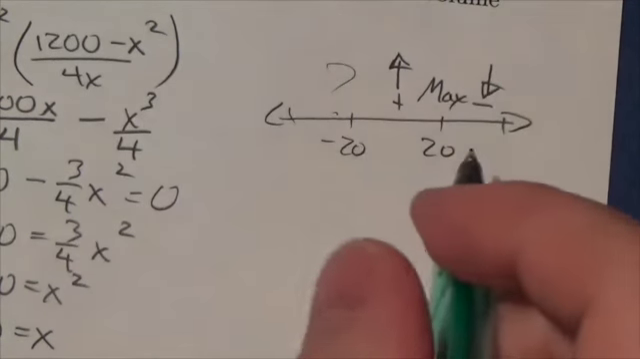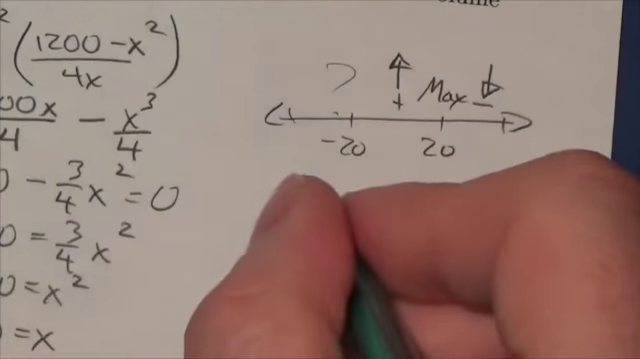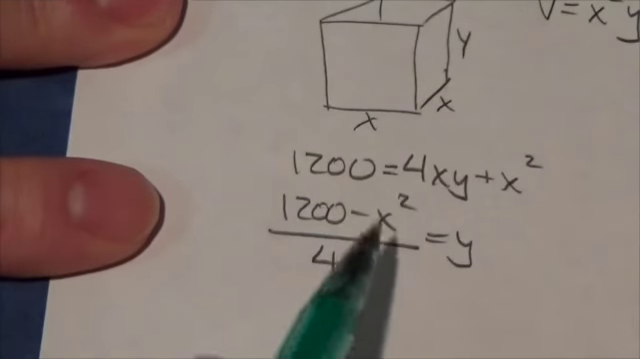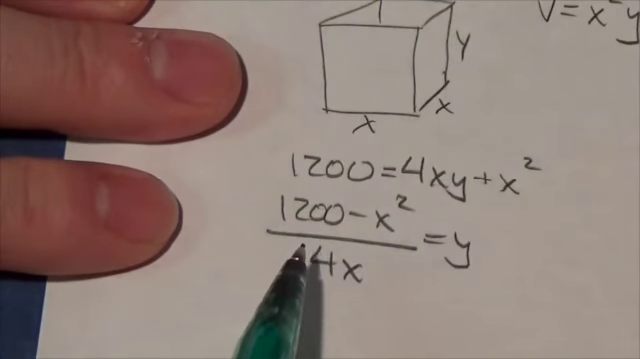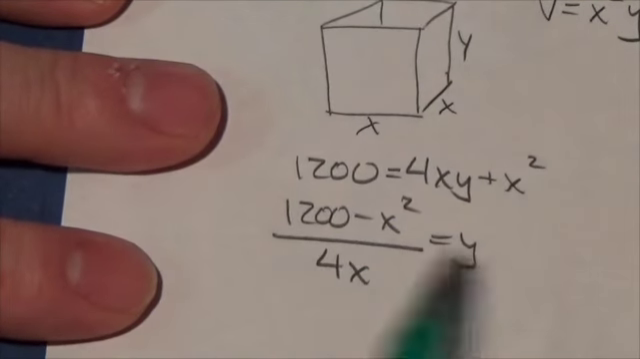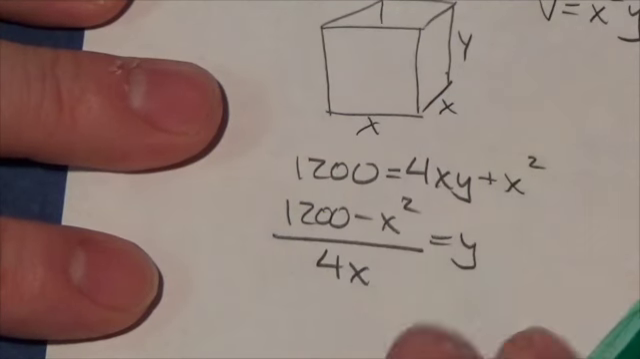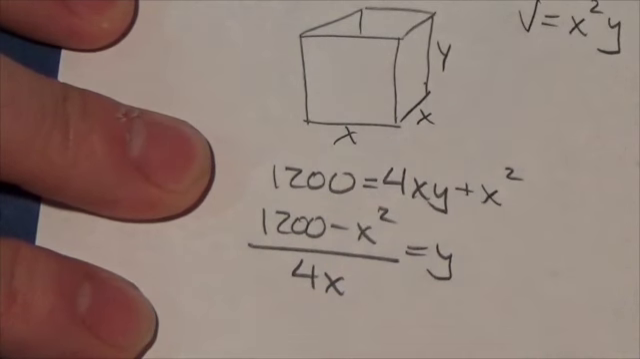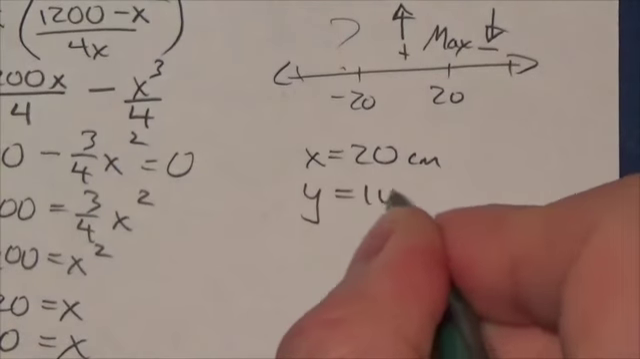So the largest volume of the box, find the dimensions. The dimensions will be x equals 20 centimeters. And then over here, it's a little bit of a complicated expression, but that's okay. So 20 here, 1200 minus 20 squared, well, 20 squared is 400, 1200 minus 400 is 800, and 4 times 20 is 80, so 800 divided by 80 is just 10. So y is equal to 10.